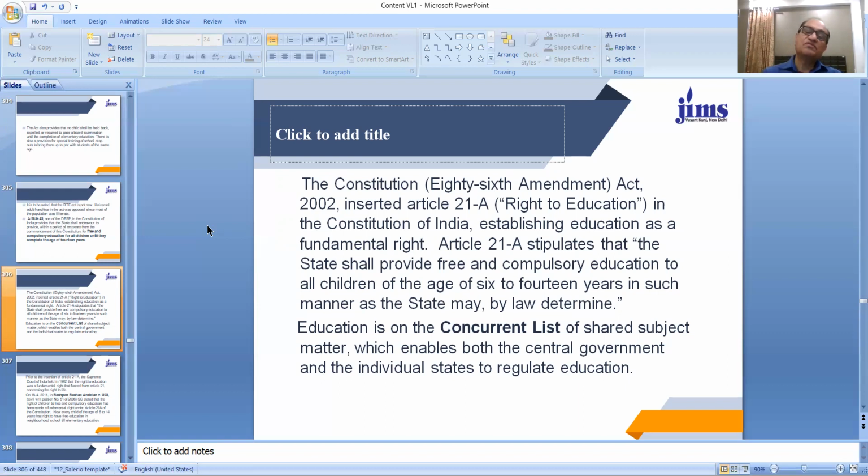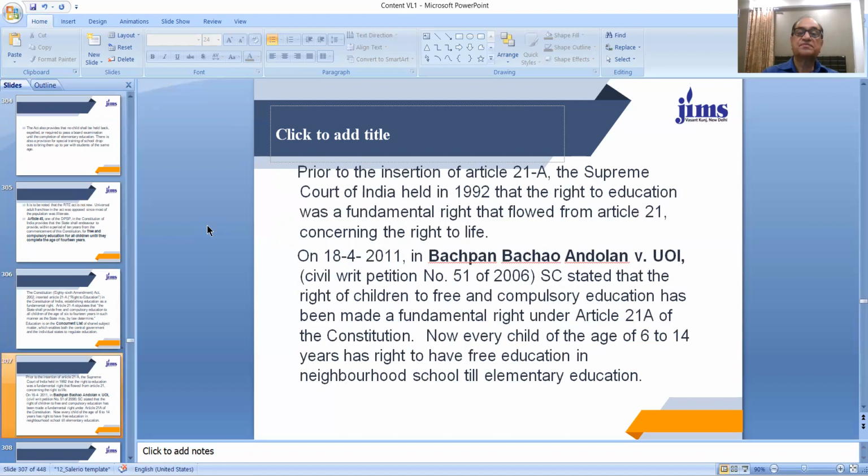And dear students, as all of you know, education is an item which is mentioned in the concurrent list of shared subjects in the 7th schedule of our constitution. Because education is in the concurrent list, it enables both the central government and individual states to regulate education by enacting their own laws.